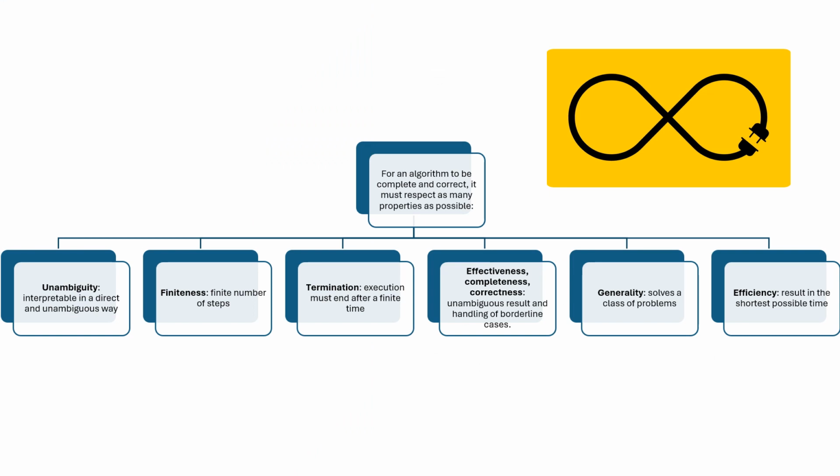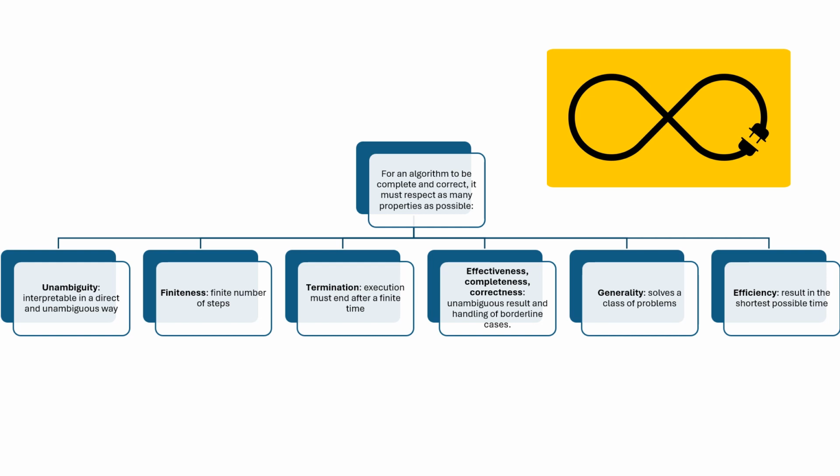Now, an algorithm should be complete and correct as much as possible. And to do so, there are some properties that should be observed in this regard. We will see all of them, but the first one is unambiguity. We must be able to interpret the algorithm in one way, and it must be correct. So there is only one way, there's no room for misunderstandings.